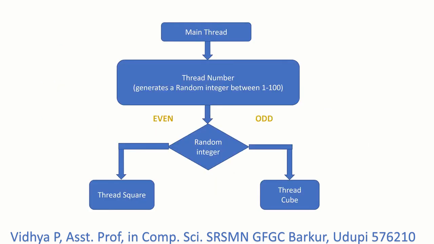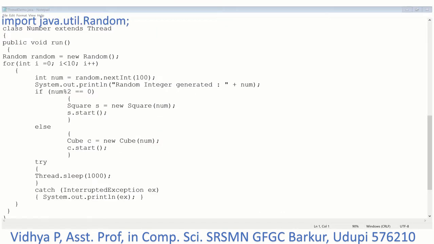Let us see. In the main thread, we are going to create a thread number which is going to generate a random number between 1 to 100. It will check whether it is odd or even. If it is even, it will go for the thread square and print the square of the number. Otherwise, it is going to print n cube. This is the overall idea of our program.